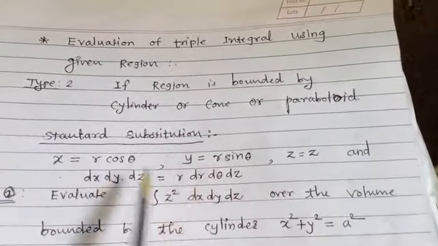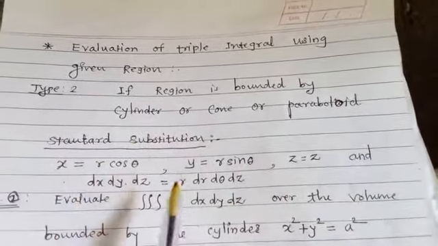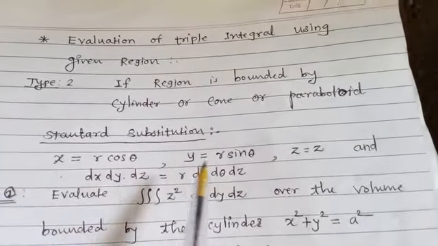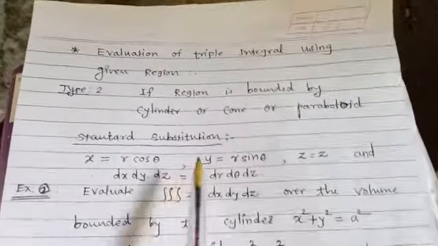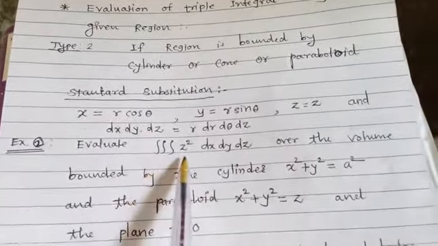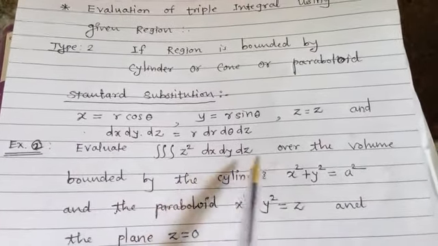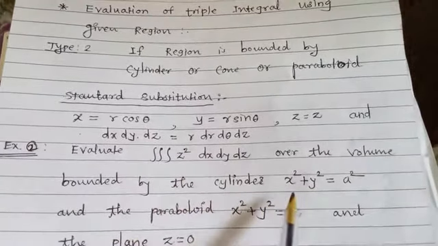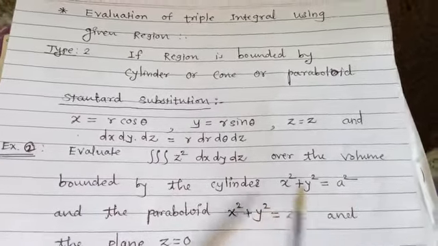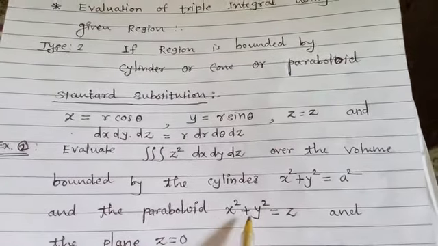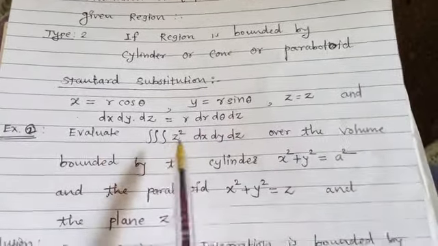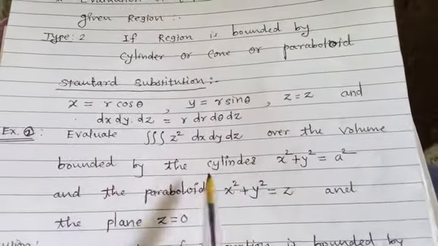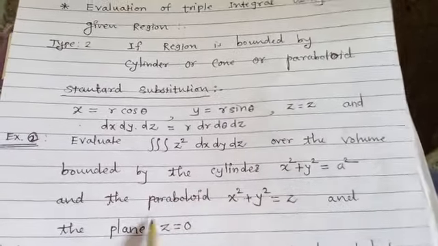And we are using this substitution if region is bounded by cylinder, so we are calling these coordinates the cylindrical coordinate system. Now depending on that, we are solving an example, and the example is: evaluate the triple integral of z square dx dy dz over the volume bounded by the cylinder x square plus y square equals a square, and the paraboloid x square plus y square equals z, and the plane z equals 0. Now here we have to find the value of this triple integral, and the region of integration is the cylinder, paraboloid and plane.